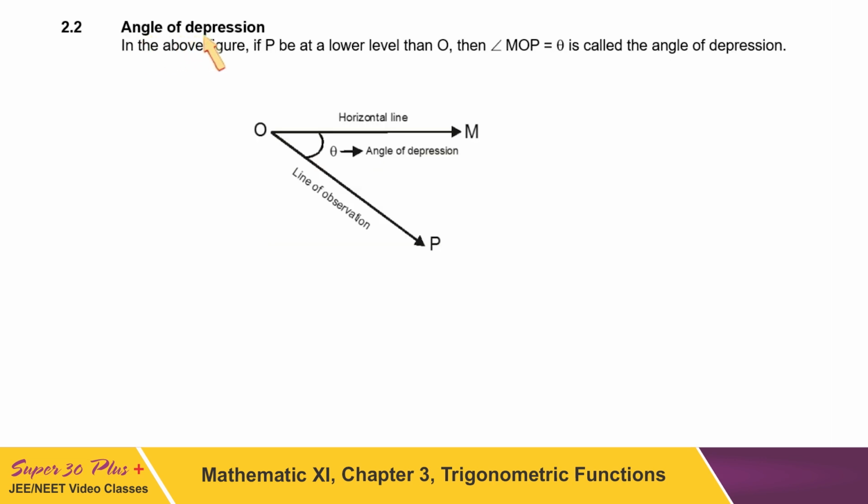Now what is the angle of depression? In this figure, if P is at a lower level than O, then angle MOP equal to theta is called the angle of depression. Here P is at the lower level and this angle is called the angle of depression. This is the line of observation and this is the horizontal line.